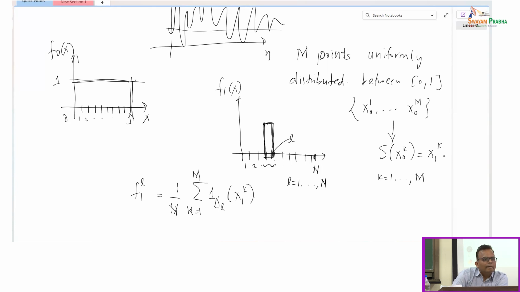Initially, all the points are uniformly distributed in the n boxes. Yes, all the m points are uniformly distributed in n boxes. You can take m to be n, but m could be larger than n. I'm assuming uniform distribution because f0 is a flat function. If you take f0 to be some Gaussian, then you distribute the points based on the Gaussian distribution, so there will be more points where the peak of the Gaussian is. That's the idea. Does it make sense? Good. So far so good.